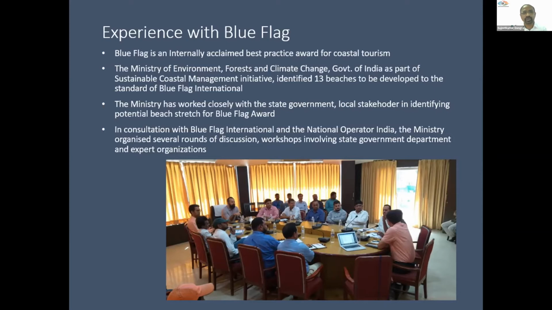So in order to achieve those goals, the ministry identified Blue Flag as one entry-level program wherein we can develop our coastal areas in a sustainable manner. In order to have the pilot phase, the ministry thought we should have only about 13 beaches, because we have about 13 states and union territories. Each state and union territory will have one beach in the pilot phase, so that once we understand and learn how Blue Flag is helping the objective with which the Government of India started, then perhaps we can replicate.